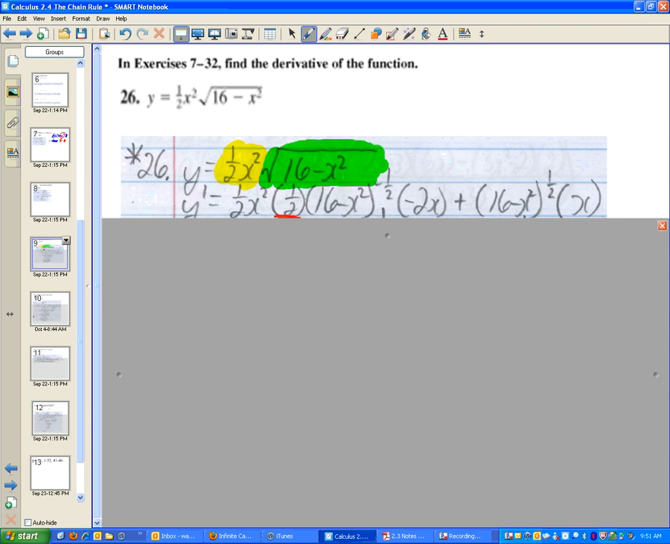So exponent times coefficient, exponent of 1/2 times the coefficient of 1. u, which has got to be the quantity, right? It's got to be the 16 minus x squared. So 1/2 u to the n minus 1. So the original exponent of 1/2 minus 1 makes that a negative 1/2, times the derivative of u. So times, well, the derivative of 16 is 0. The derivative of negative x squared is negative 2x.